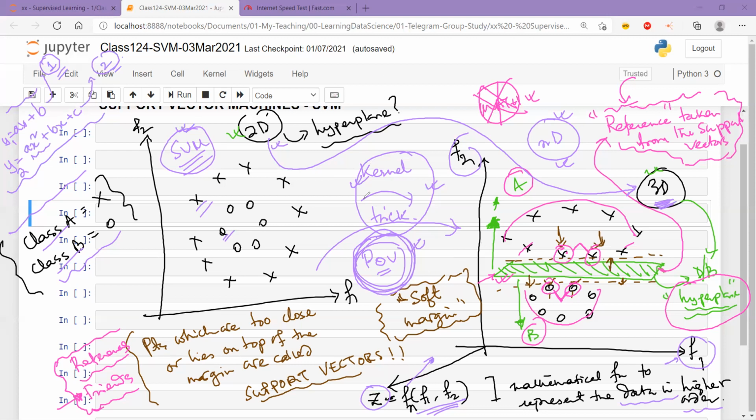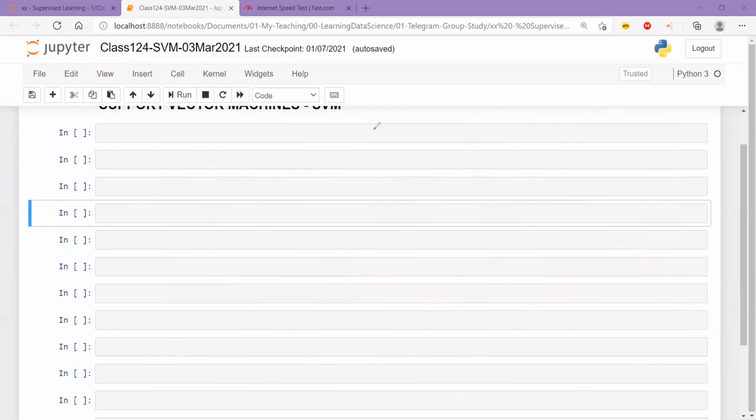So I'll just tell you, I think this part is clear. Let me just remove the drawings. I'll tell you two major cases where to use SVM. So I'm going to say SVM usage. SVM usage is very high.